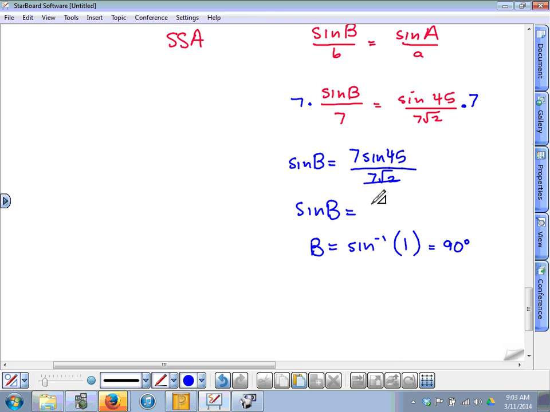Sine of B, right here. Sine of B is not equal to 1. What did the calculator say it was equal to? 0.5. That's why that answer was so strange. 90 degrees. All right, what's the inverse sine of 1/2?